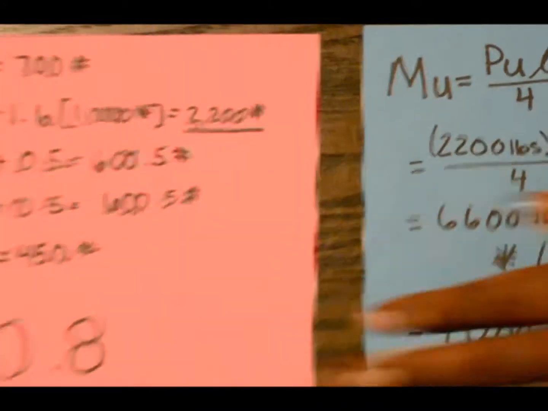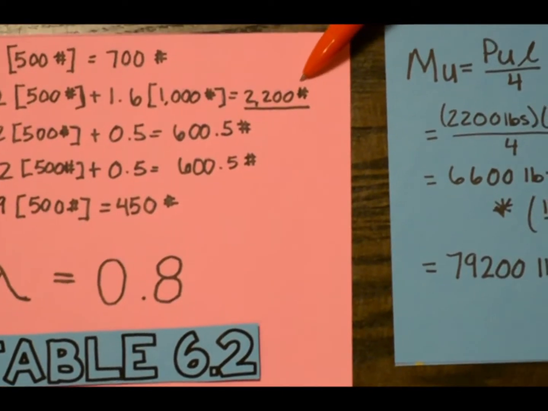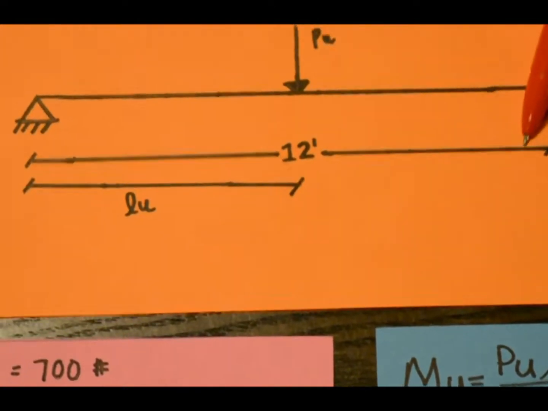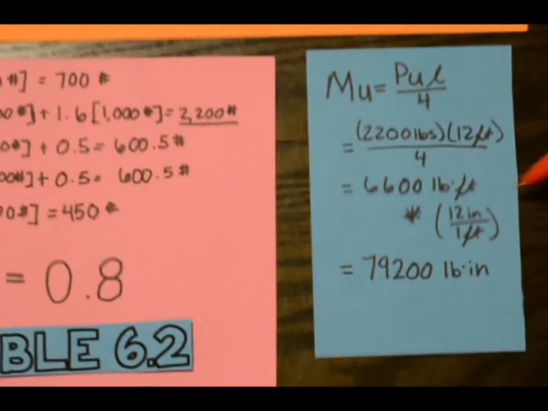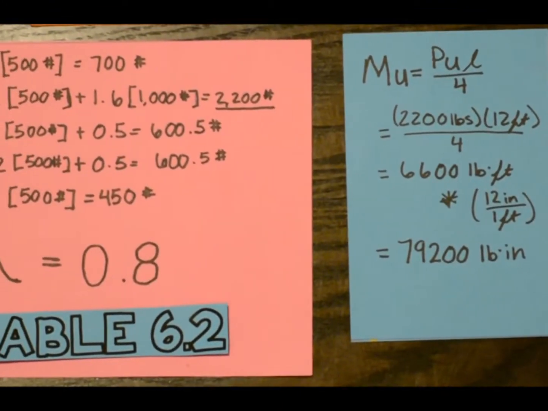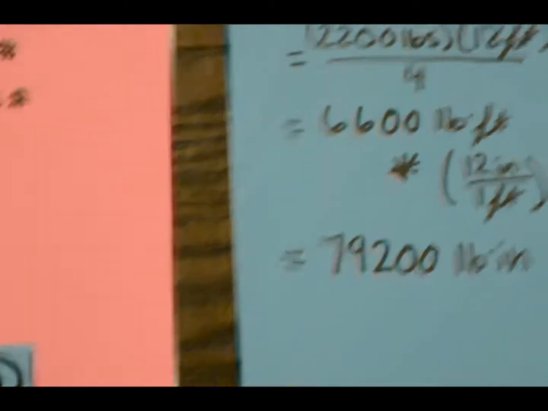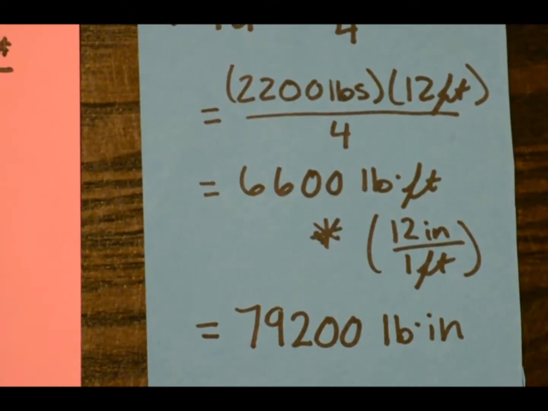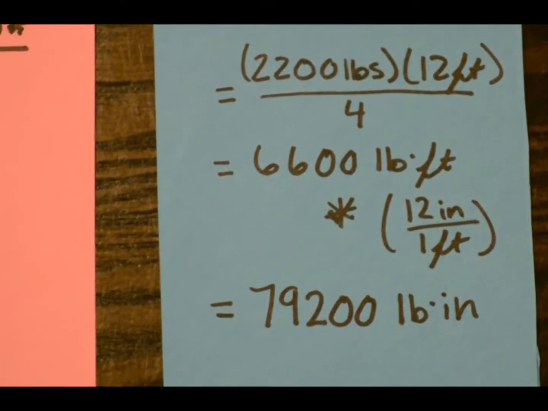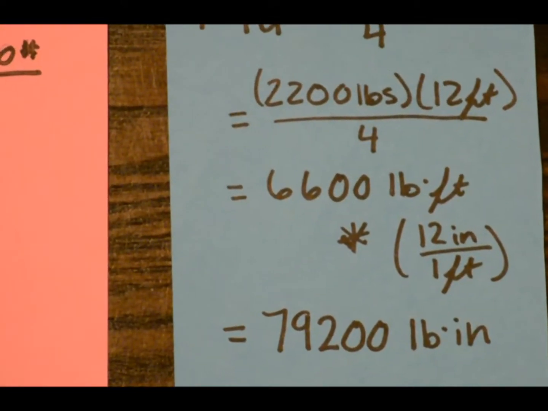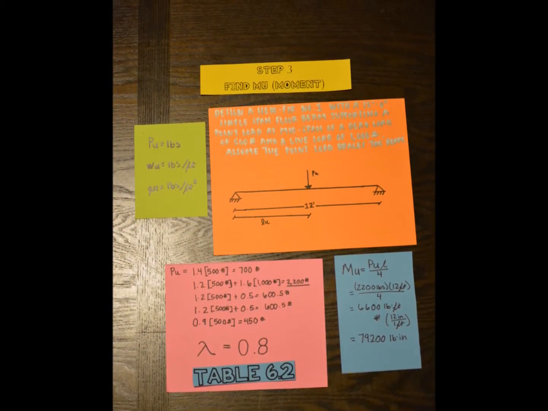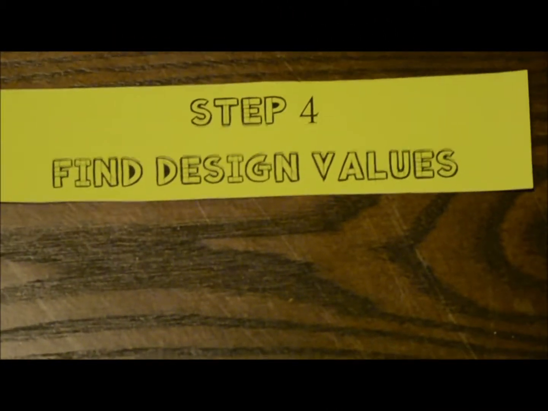So going back to step 2, we found Pu, which is 2,200 pounds. And our L is given to us in the problem, 12 feet. So again, we're going to plug and chug. So here we get 6,600 pound-feet. But in this problem, we'll need pound-inches in order to solve for dimensional lumber. So make sure that you convert, giving us 79,200 pound-inches. Step 4. Find design values.